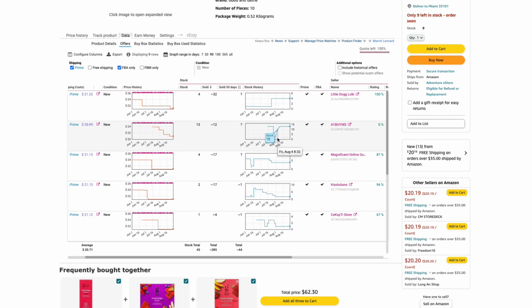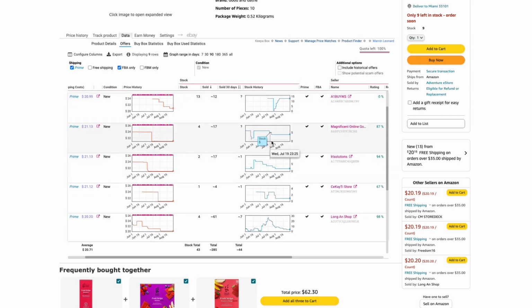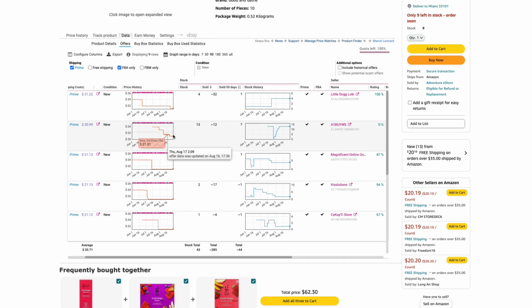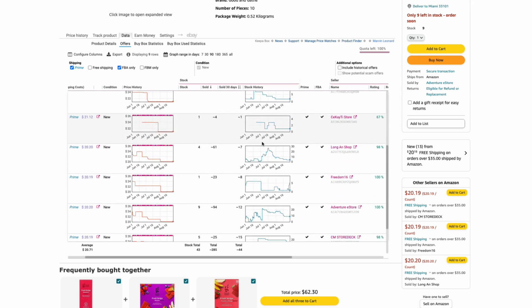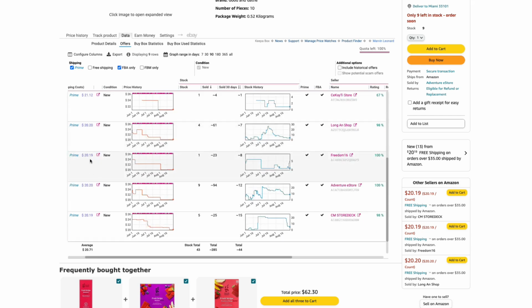So remember to keep in mind, some people are going to be selling through inventory faster than others. And one of those factors is going to be price. So this guy hasn't sold anything. He actually just went up in units and hasn't sold anything. And he's at $21.22. But some of these guys are at $20, $20.19, $20.20. So everybody's at a lower price than him, which is why they're getting the buy box more than him.